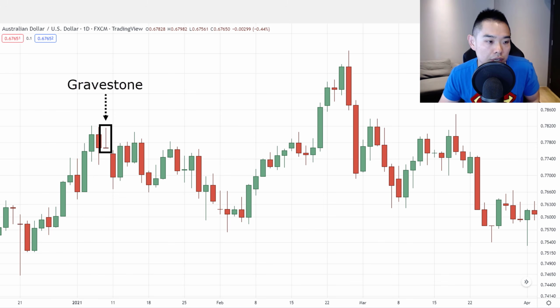Over here you can spot the gravestone doji. Over here is the opening price, this is the low of the day, as well as the closing price of the day, and this is the high of the day. So initially buyers took control, pushed the price up higher, and then the sellers drove the market down lower, closing back towards the opening price of the day, signaling to you that there is a rejection of these higher prices over here.